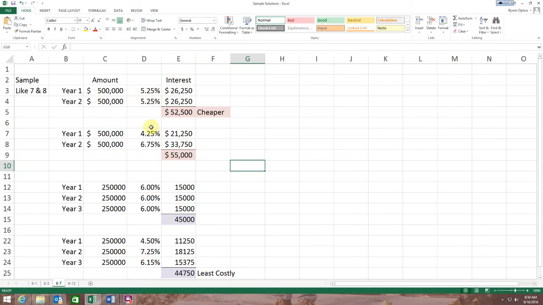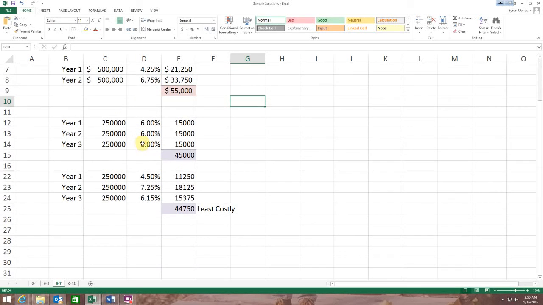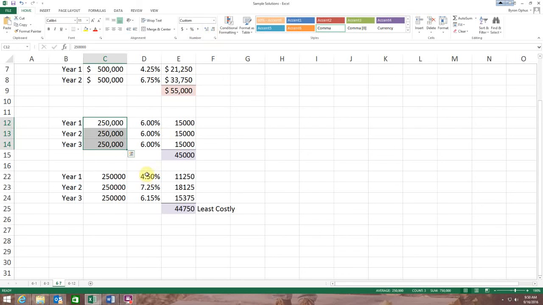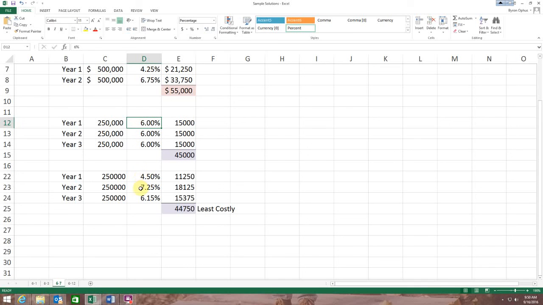Okay, in an estimation. You always have to keep in mind that this was just a guess. Nobody knows what short-term rates are going to be like a year from now, even a month from now. Okay, the second problem is the same. I used $250,000 in this case, and I used 6% as the steady rate, and 4.5, 7.25, 6.15 as my variable rate.